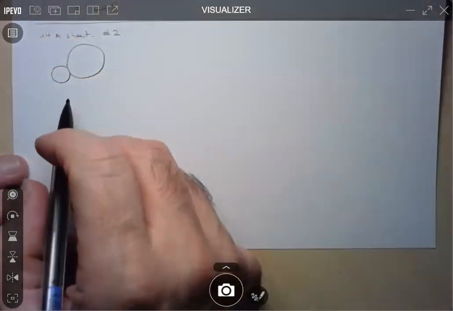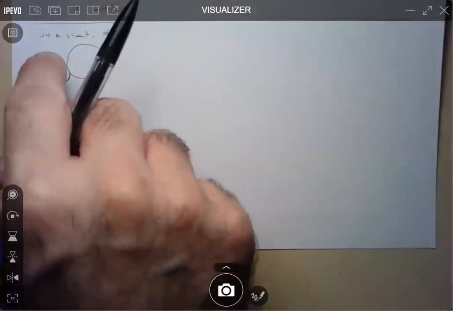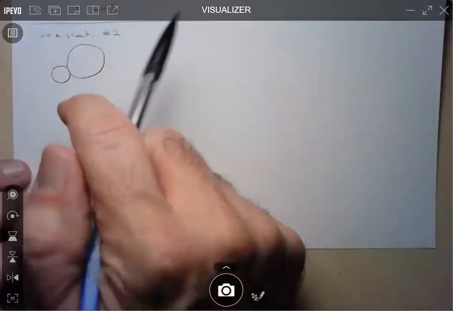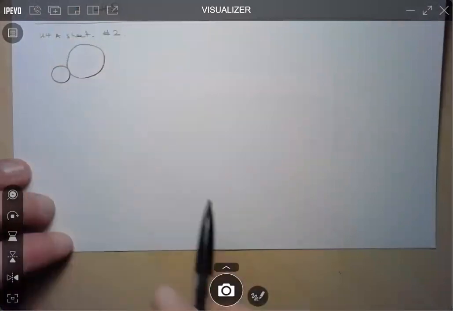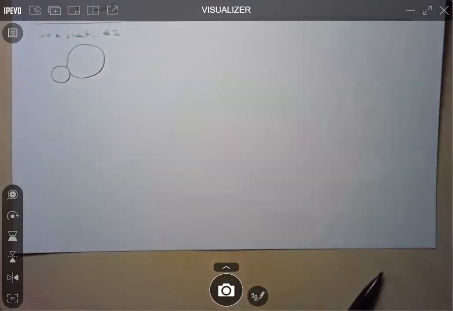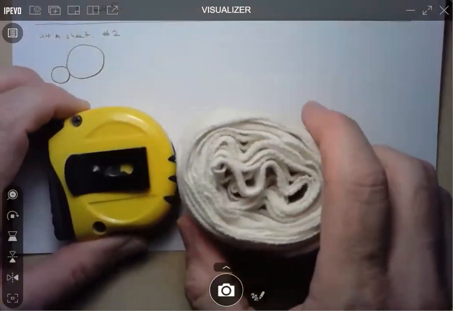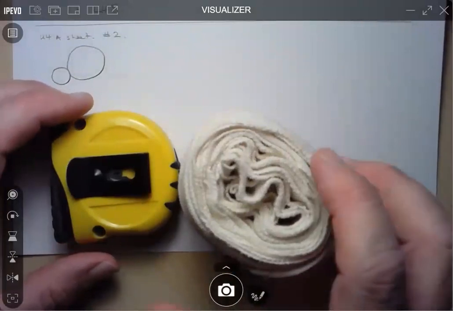There you go. So as the smaller gear turns, so you've got to think a gear with teeth, as the smaller one turns, it makes the bigger one turn. Okay, and I'm just going to see if I've got something circular here. This is kind of circular. That's a bit too big. Here, let's see if this works. I guess they're kind of similar size here.